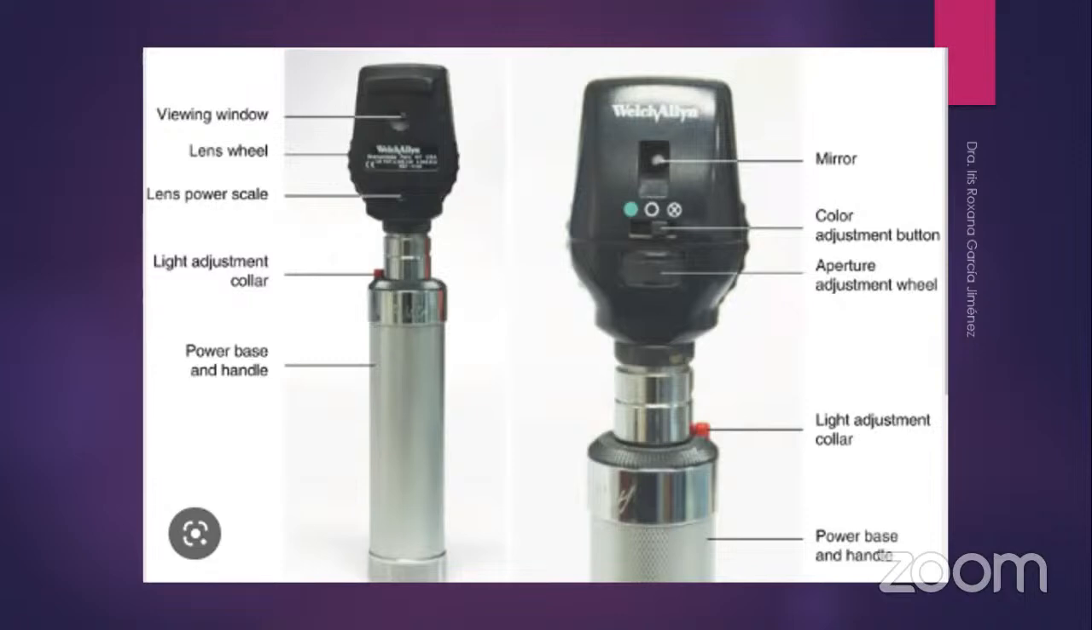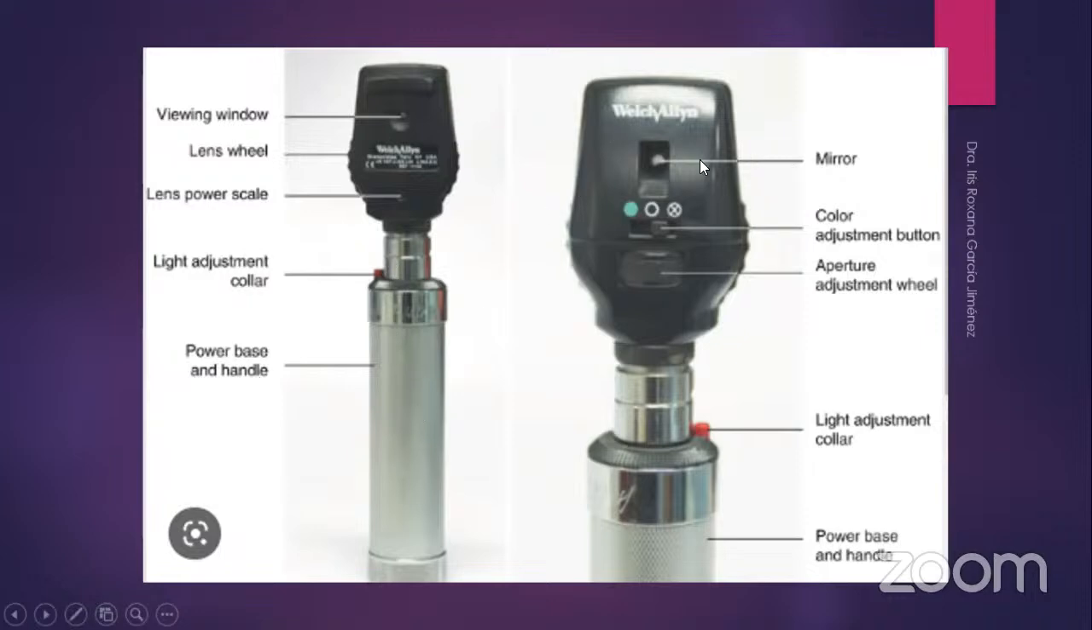As a general view, we have the parts of the ophthalmoscope, and we have the two phases, the patient phase and the doctor phase. We have the viewing window, the lens wheel, the lens power scale, the light adjustment collar, and the power base and handle for placing batteries.